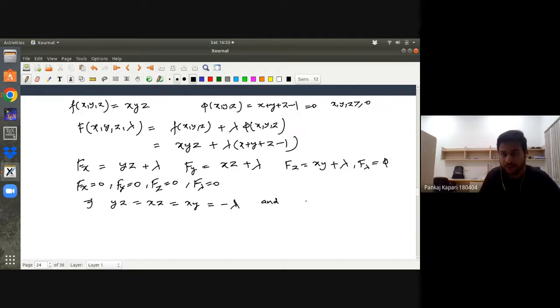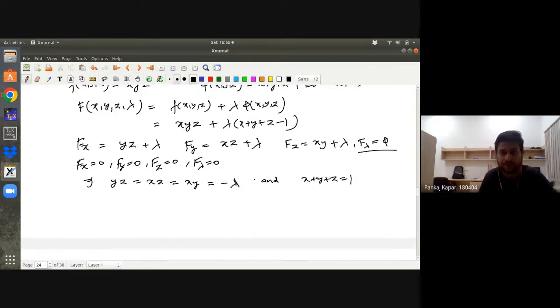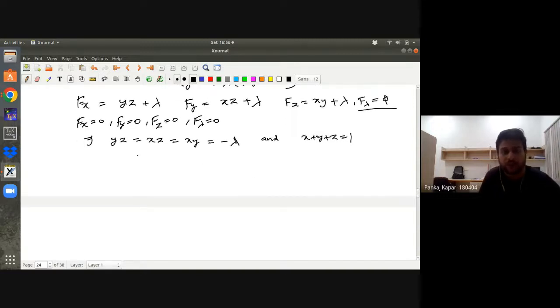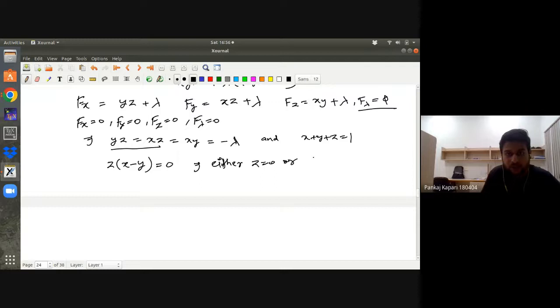And further our constraint is x plus y plus z is equal to 1, and that comes from this last equation that f_lambda is 0. So what can we conclude here? Okay, let's consider the first equality. If yz is equal to x times z, then that means that z(x minus y) is equal to 0, and that would imply either z is 0 or x is equal to y.